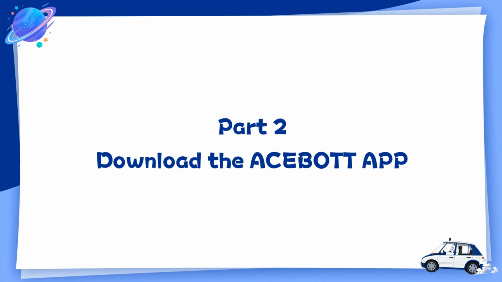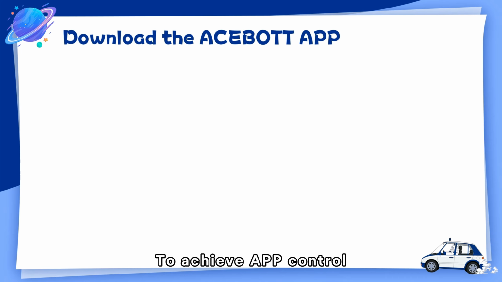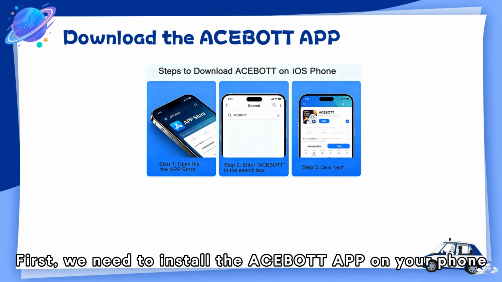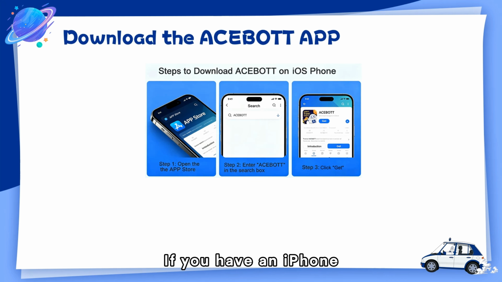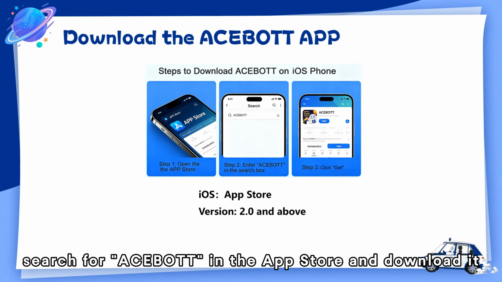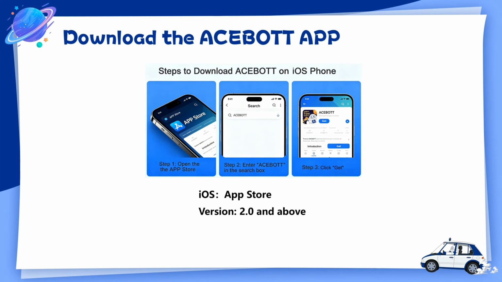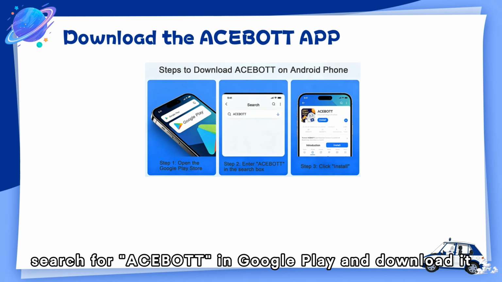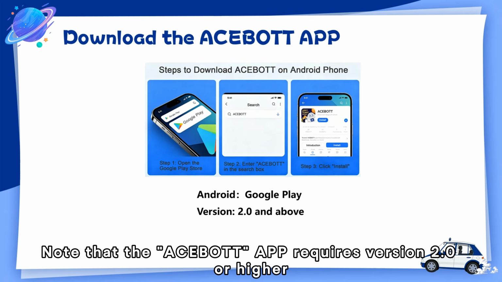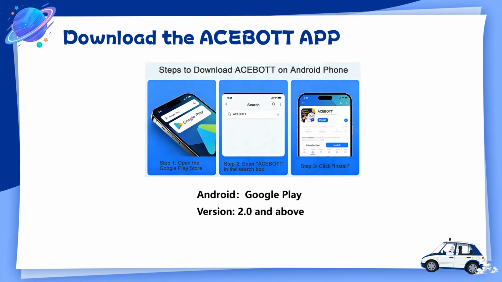Part 2. Download the ACEBOTT app. To achieve app control, first, we need to install the ACEBOTT app on your phone. If you have an iPhone, search for ACEBOTT in the App Store and download it. If you have an Android phone, search for ACEBOTT in Google Play and download it. Note that the ACEBOTT app requires version 2.0 or higher.